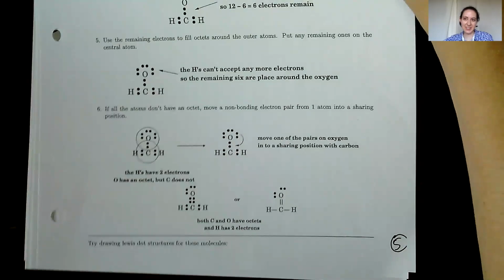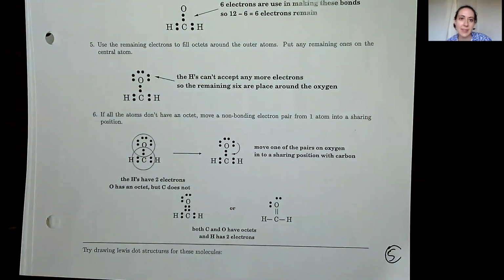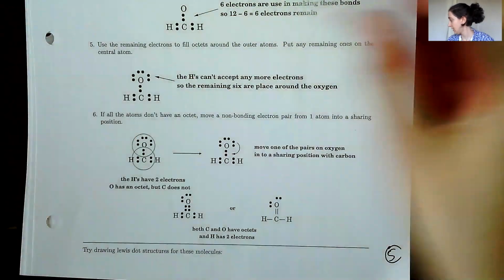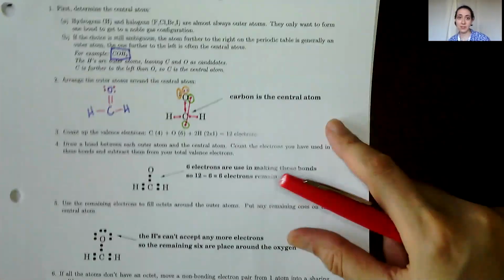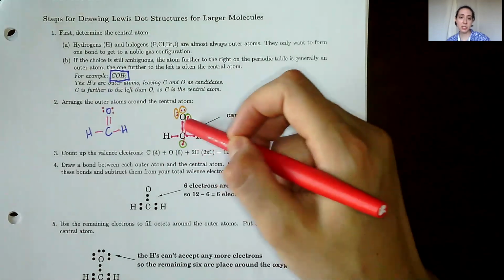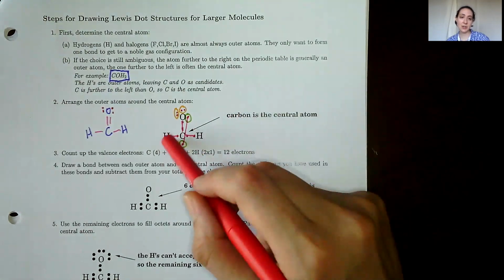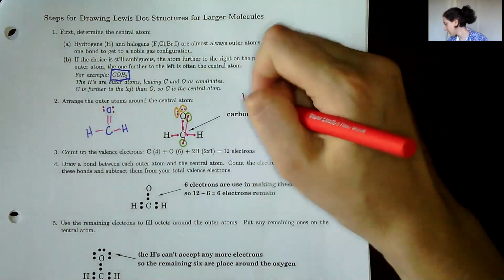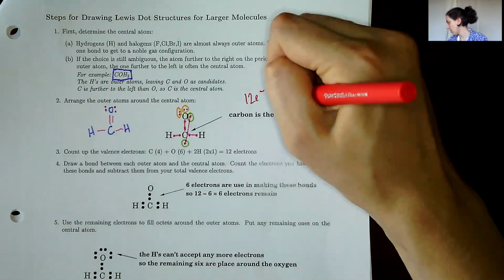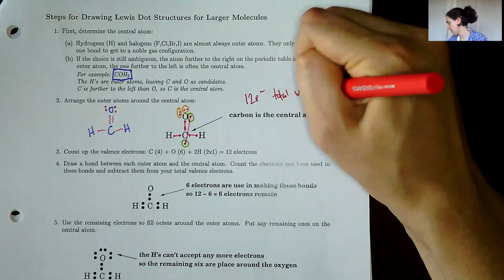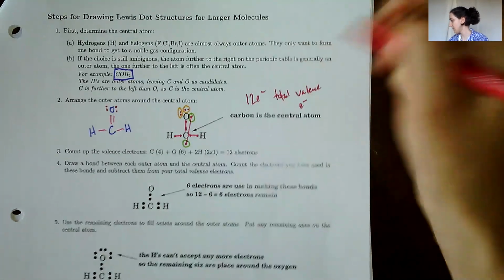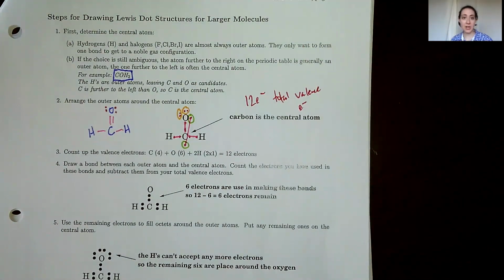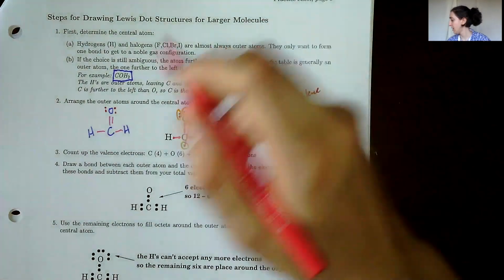It just does it a little differently. If you want to read through it and you really like that method, it does work. One thing that we can also do is count the number of valence electrons. So carbon originally had 4 valence electrons. Hydrogen each had 1, so that's 6. Oxygen had 6, so that's a total of 12 valence electrons. We can double check to make sure that this also has 12.